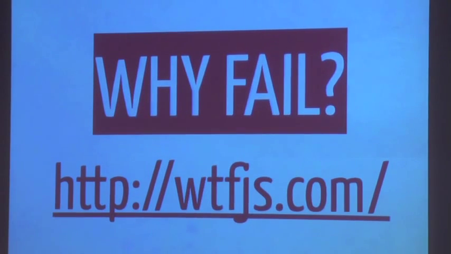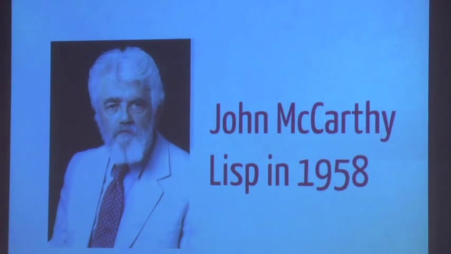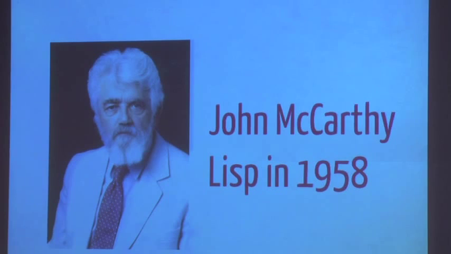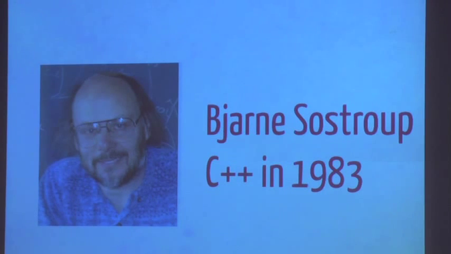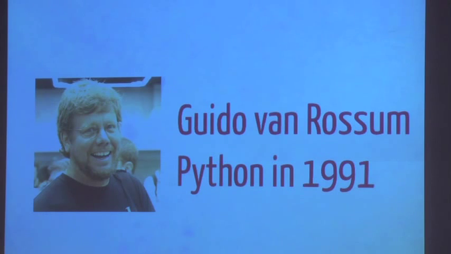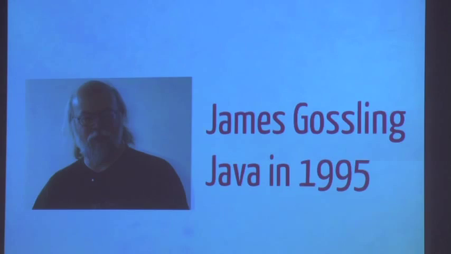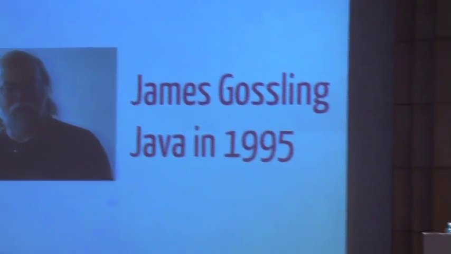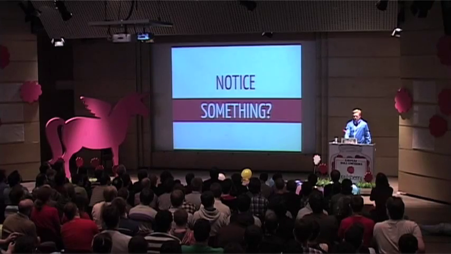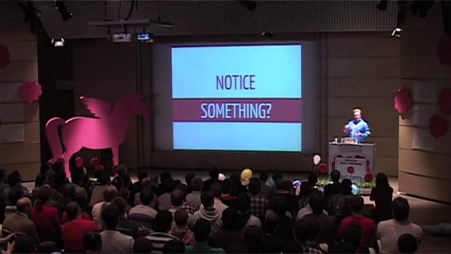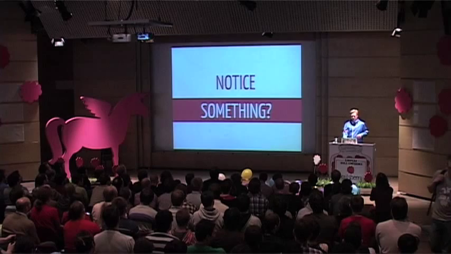I want to give you a little history in programming languages. In 1958, John McCarthy created Lisp. In 1973, Dennis Ritchie created C. 10 years later, Bjarne Stroustrup created C++, and Guido van Rossum created Python in 1991. James Gosling created Java in 1995. And Brendan Eich created JavaScript in 1995. So, one question. Do you notice something when I presented you these language designers?